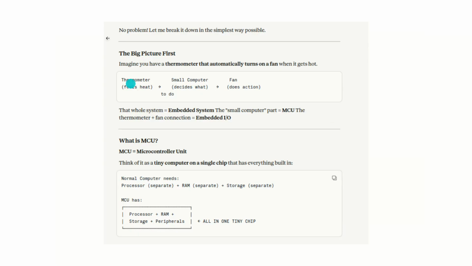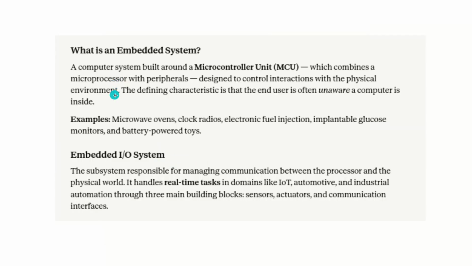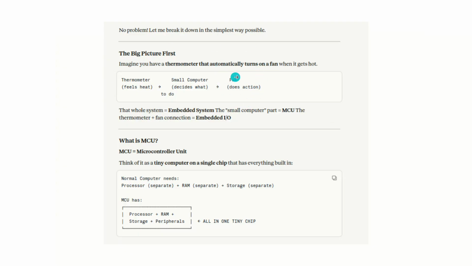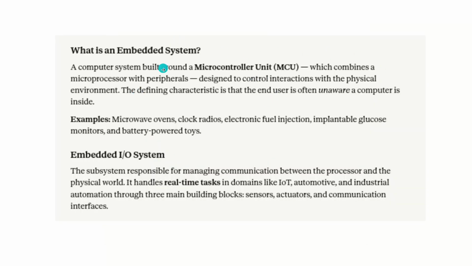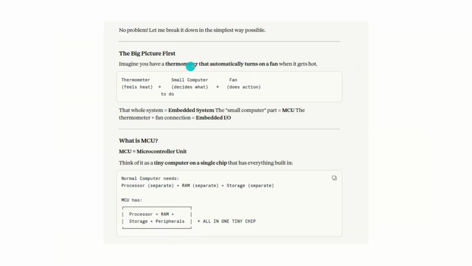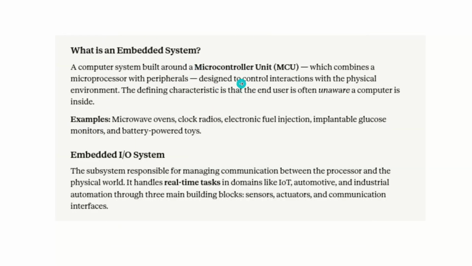Here, if you see, the thermometer is like a microprocessor, and this fan is a peripheral device. What combines them? The small computer, that is, the microcontroller unit. It can combine microprocessors with peripherals, so it is used to control the interaction with our physical environment.